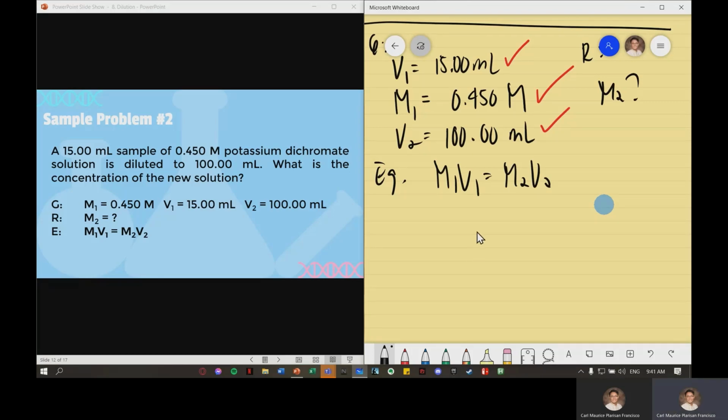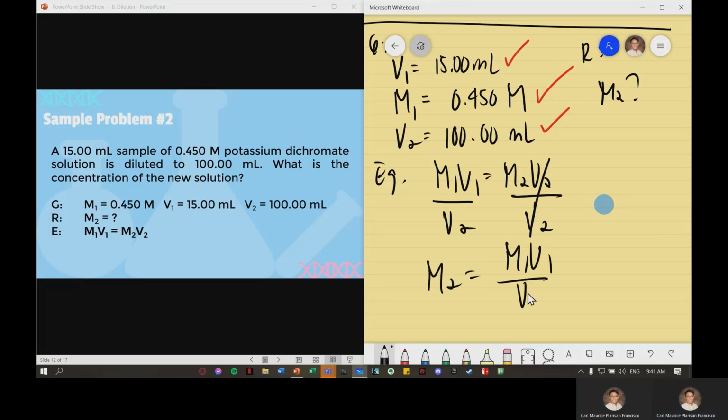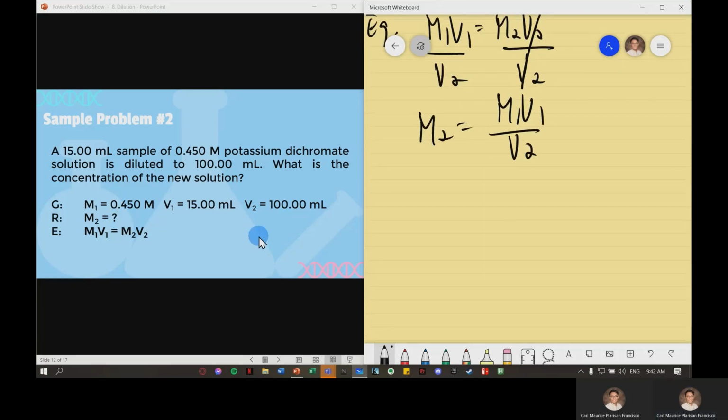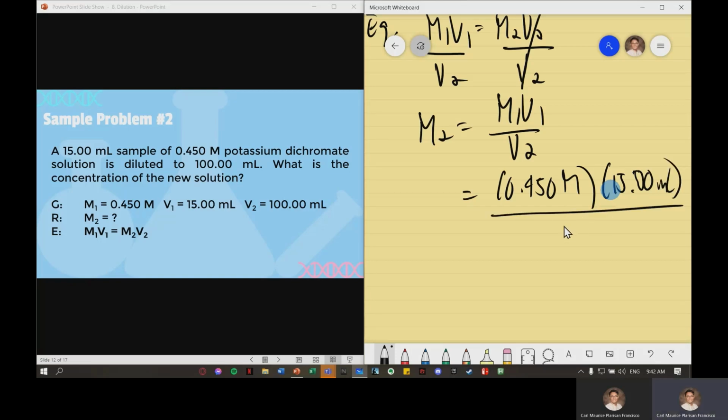Since the required is M sub 2, using the dilution formula, I need to isolate M sub 2 by dividing both sides by V sub 2. I have an equation for M sub 2, which is the required. Since the given are appropriate, 0.450 molar multiplied by 15.00 milliliters all over 100.00 milliliter. So milliliter will be cancelled. The remaining unit will be molar, which is an appropriate unit for molarity, or rather concentration.